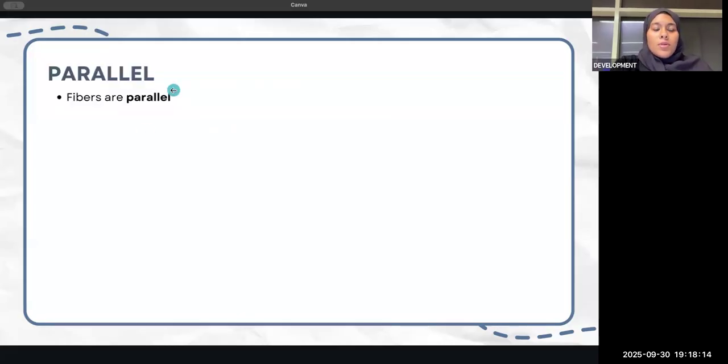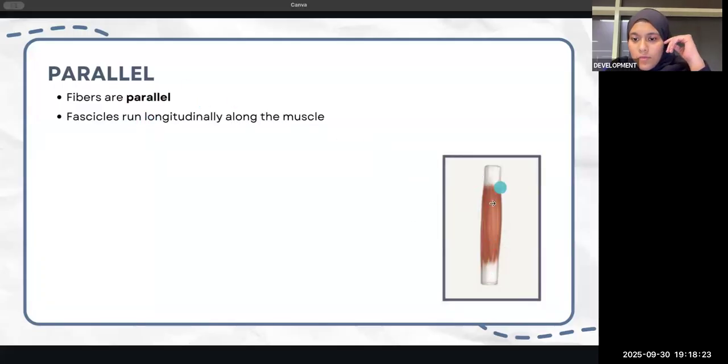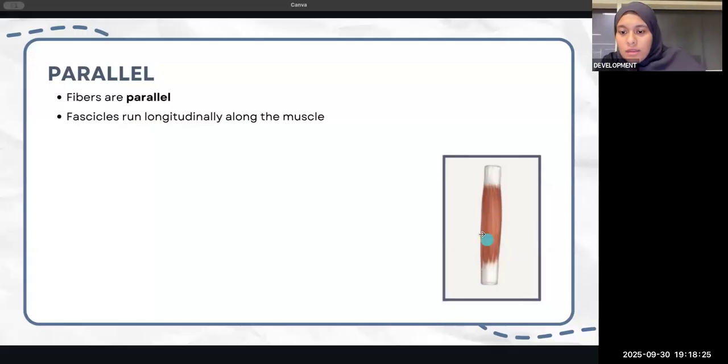So parallel. Parallel means that the fibers are parallel and the fascicles run longitudinally along the muscle. Now, what does this mean? Here's a muscle, and the fibers over here are running along this muscle. They're not crisscrossing, they're just straight. And as you can see, the tendon is as thick as the muscle itself. That's really important. The tendon is as thick as this muscle itself, and the tendons are also flat.